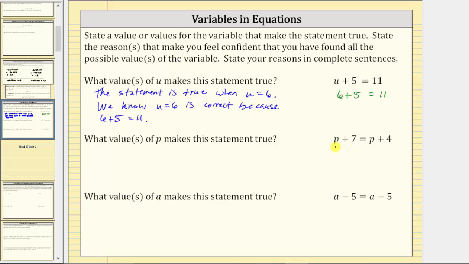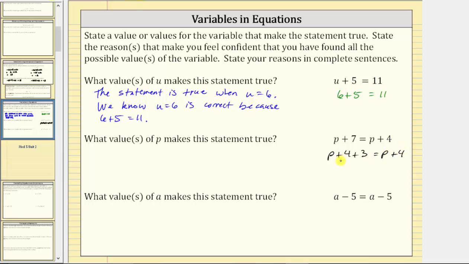The next equation is p plus 7 equals p plus 4. Well, we know the value of p is the same here as it is here. On the left we're adding 7 to p, on the right we're adding 4 to p. So there's no value of p that's going to make the expression on the left equal to the expression on the right. To make it even more obvious, let's write 7 as 4 plus 3. So an equivalent equation would be p plus 4 plus 3 equals p plus 4.